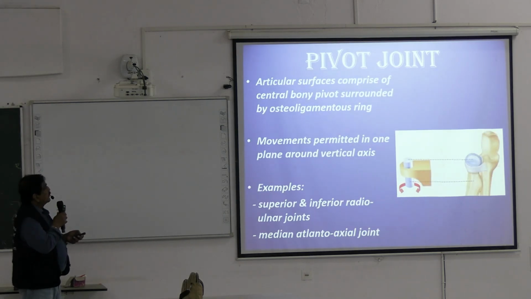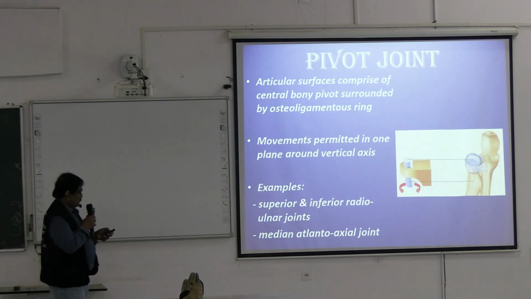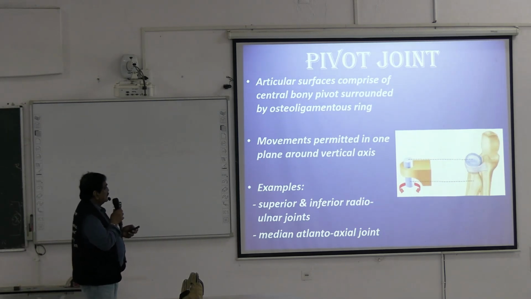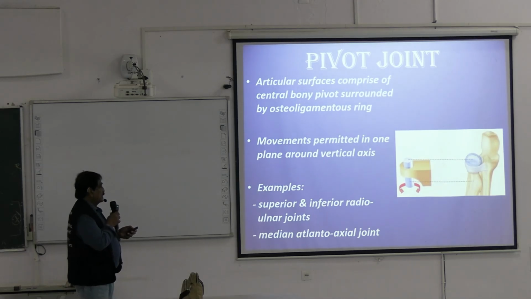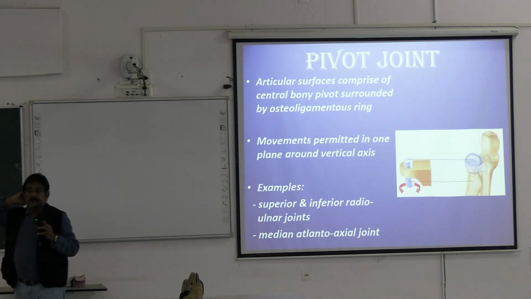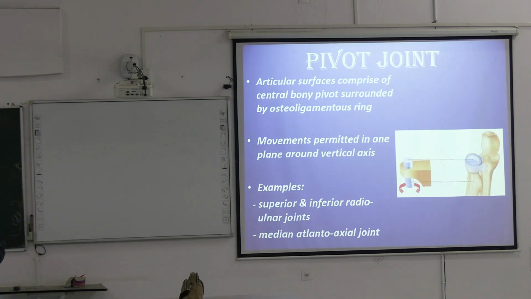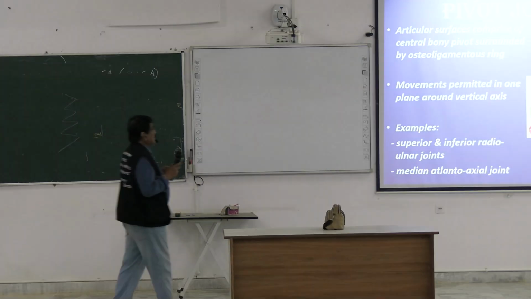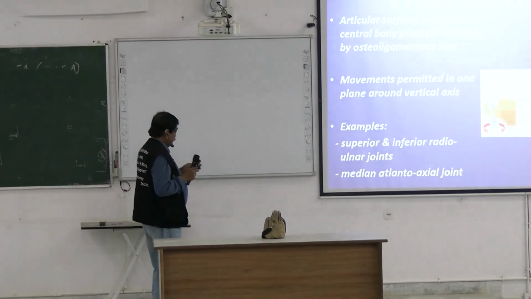Pivot joint: the articular surfaces comprise a central bony pivot surrounded by an osteoligamentous ring. Movements permitted in one plane around a vertical axis. Example, superior and inferior radioulnar joint and median atlantoaxial joint. Now, the atlantoaxial joint, that is when you go to the head and neck. It's a pivot joint.